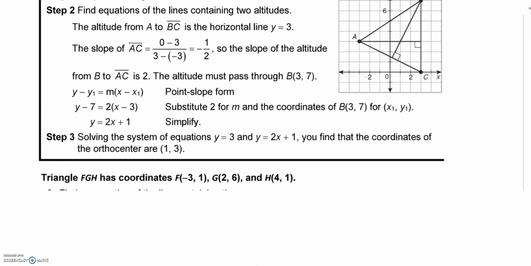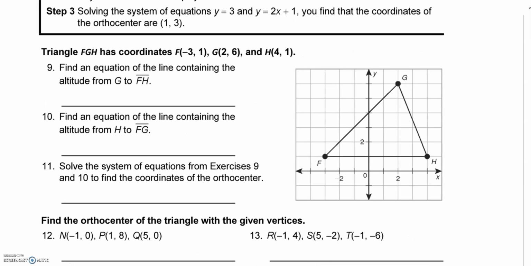But first, in this video, I do want to go over your homework that you had on pages 33 and 34. So on page 33, you have these numbered as 1, 2, and 3. On number 1, it says find an equation of the line containing the altitude from G to FH.